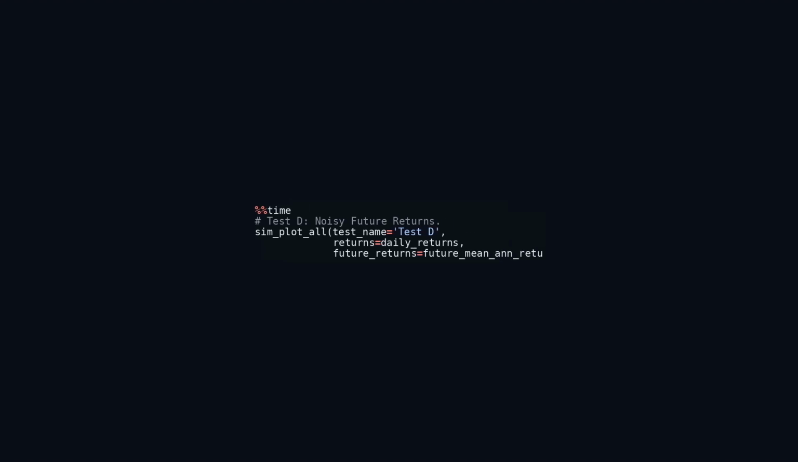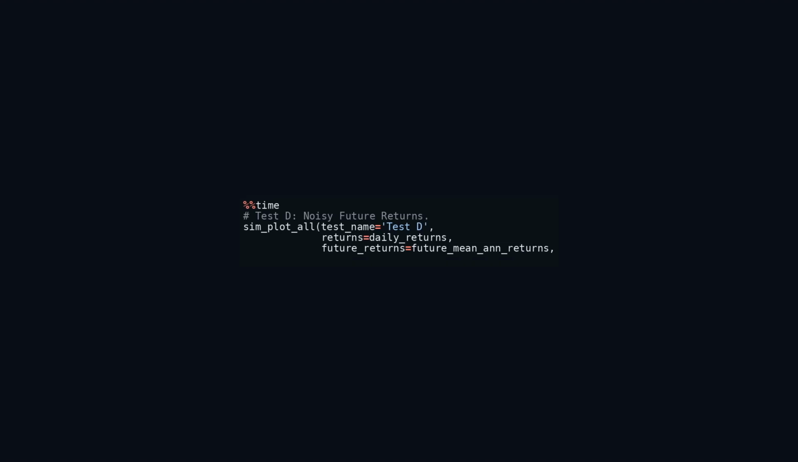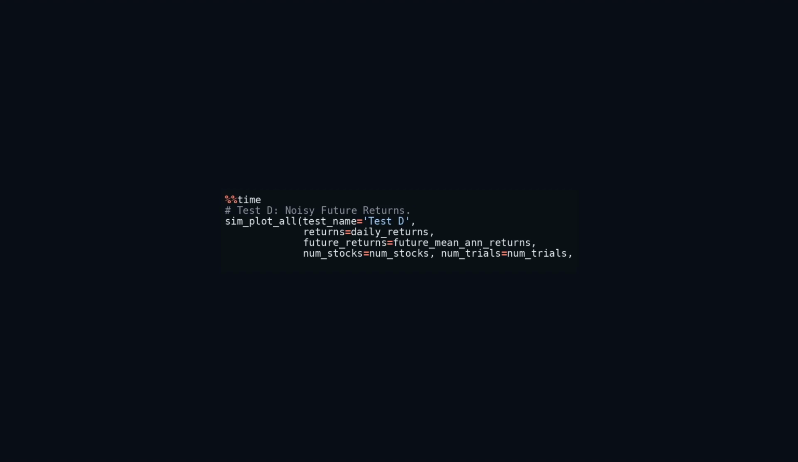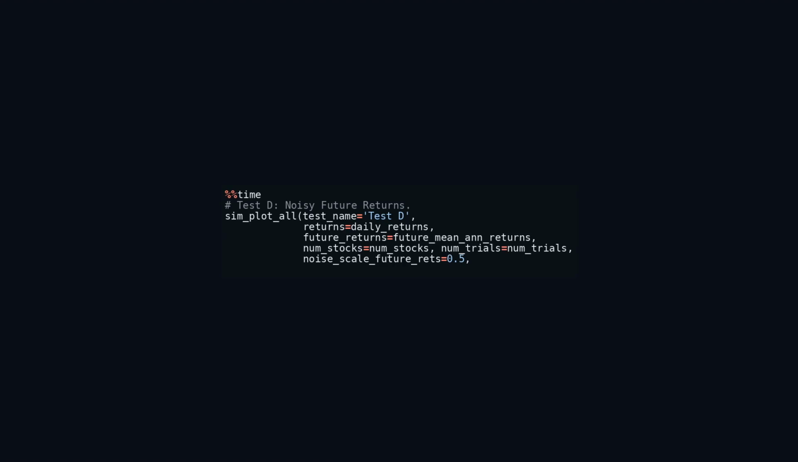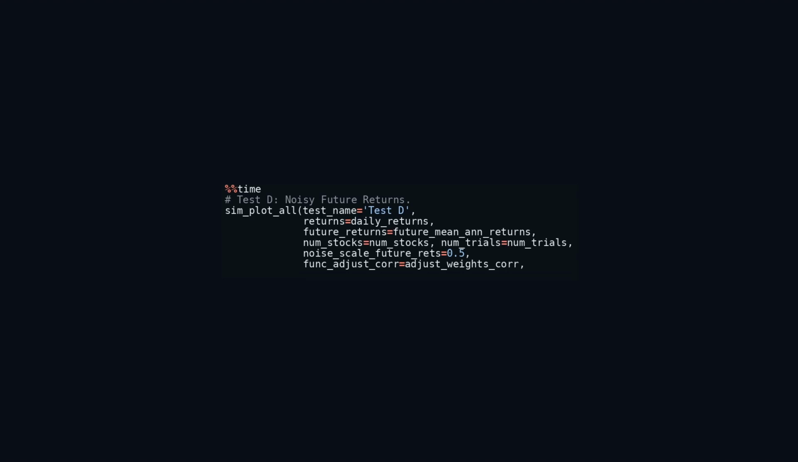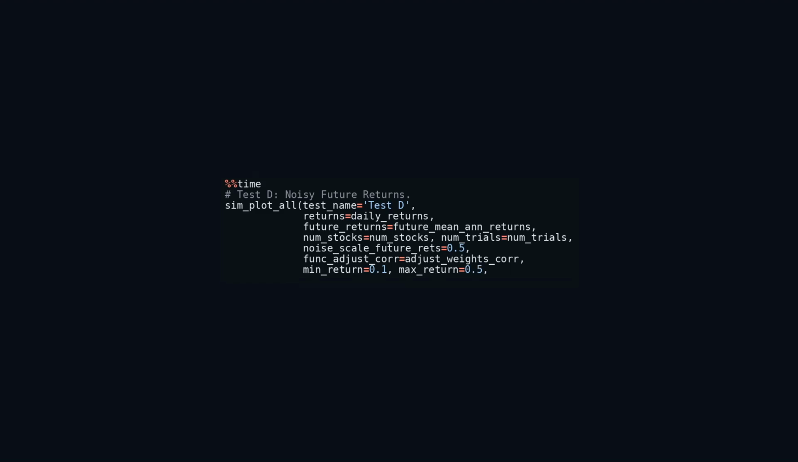To reflect uncertainty, noise scale for future returns 0.5 is introduced, adding noise to future return predictions. A function named adjustWeightsOr is used to adjust portfolio weights based on stock correlations. The minimum and maximum desired returns for the strategy are set between min return 0.1 and max return 0.5, while portfolio weight constraints are specified with min weight 0.0 and max weight 0.1 for each stock. Running code like this is vital for quantitatively testing trading strategies, enabling an analysis of potential performance under different conditions by simulating trades based on historical and predicted future returns, incorporating correlations, and imposing constraints on expected returns and portfolio weights. Valuable insights into the strategy's effectiveness and associated risks can be obtained.